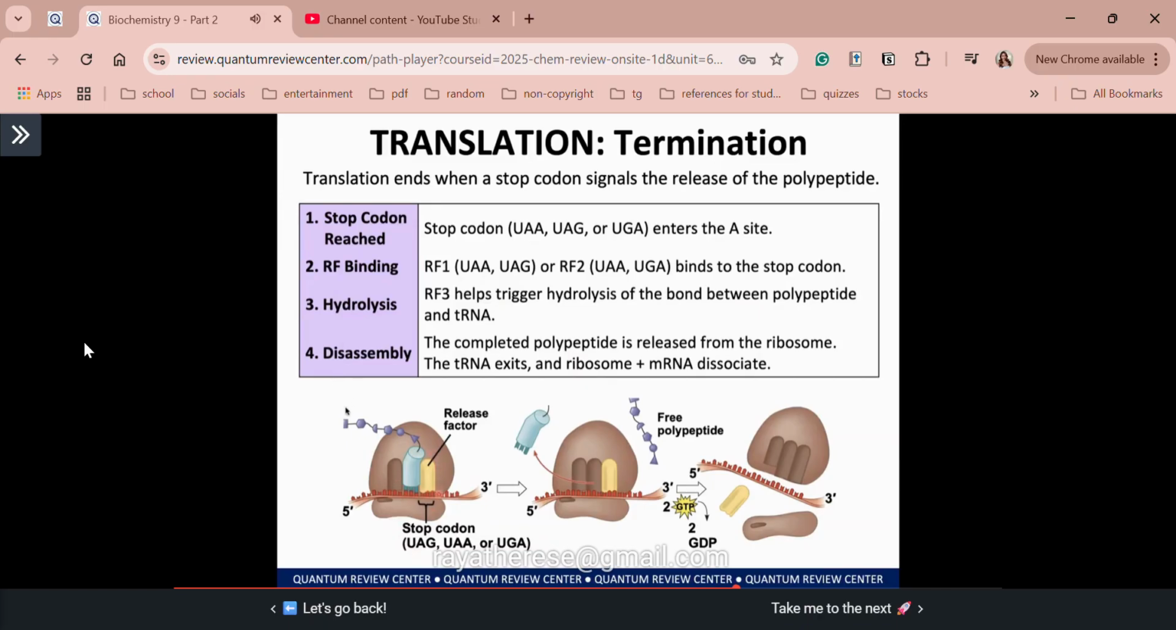So afterwards, there is immediate hydrolysis of the polypeptide and tRNA bond here in order to release your discharged or uncharged tRNA. And here, class, the last step, total disassembly of your translation complex. So here, the completed polypeptide is released from the ribosome, your tRNA exits, and the ribosome and mRNA dissociate. Okay.